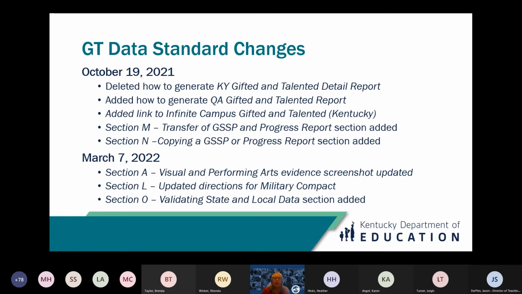Section N, copying of a GSSP or progress report section has been added. There are directions there that tell you how to go about copying a GSSP or progress report if you need to do that. And then just recently, we also added a section, it shouldn't be section A, I don't think, that should be a different section. But there is a section that's been added on visual and performing arts evidence screenshots.